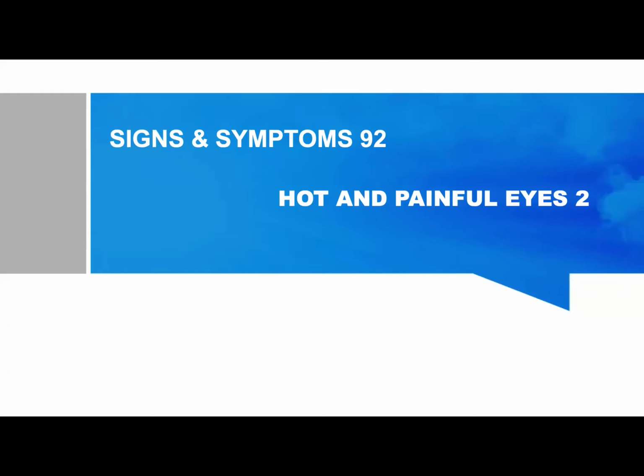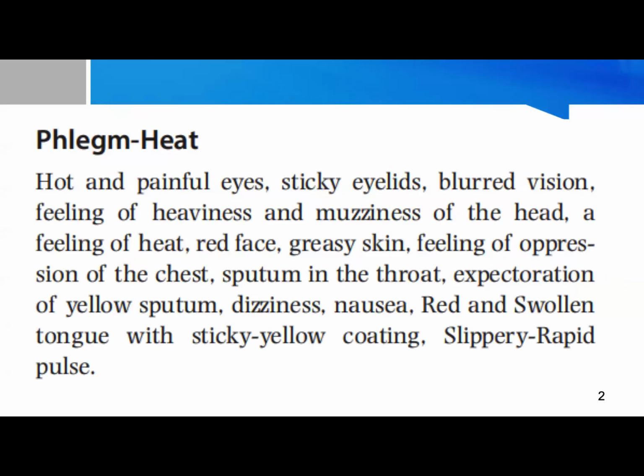Signs and symptoms, day 92, hot and painful eyes. So, continuation po ito kahapon. Phlegm heat: hot and painful eyes, sticky eyelids, blurred vision, feeling of heaviness and muzziness of the head, a feeling of heat, red face, greasy skin, feeling of oppression of the chest, sputum in the throat, expectoration of yellow sputum, dizziness, nausea, red and swollen tongue with sticky yellow coating, slippery, rapid pulse.